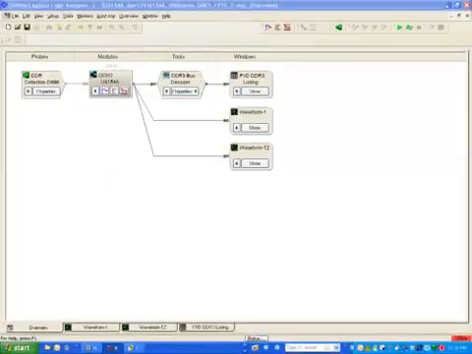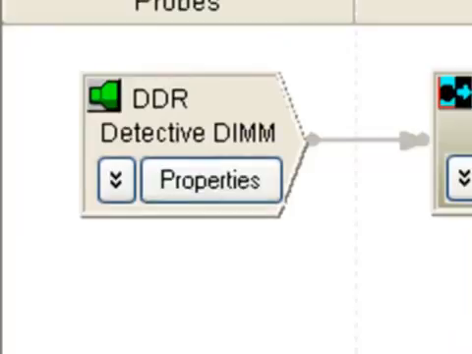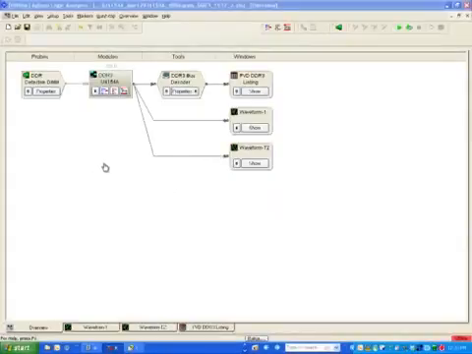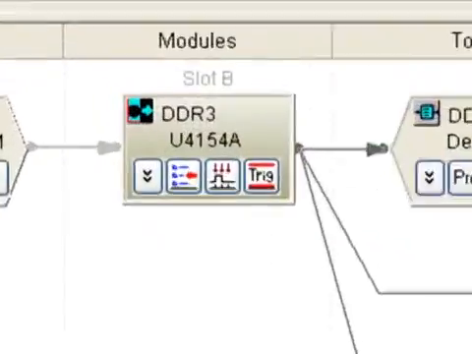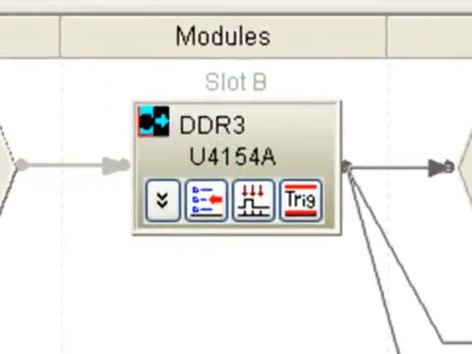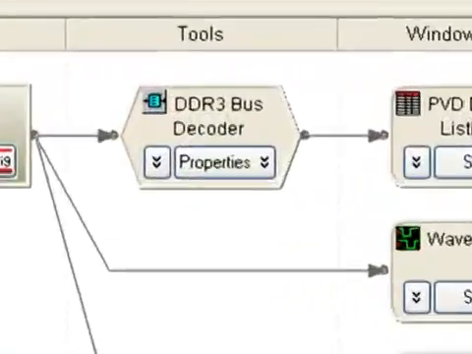This is the U4154A overview screen. The leftmost icon is the probe tool that shows how to connect your specific probe to your analyzer pods. The module icon represents the U4154A. There are three icons where you control the mode settings and the trigger. The DDR decoder is found under the Tools section.